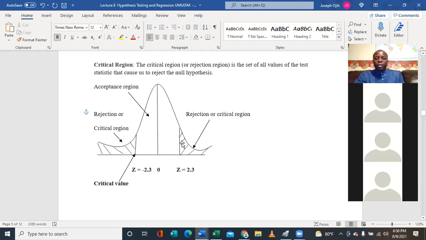But if your answer is, let's say, something like 2.18, in that case it falls inside this acceptance region. In that case, you do not reject. Question?